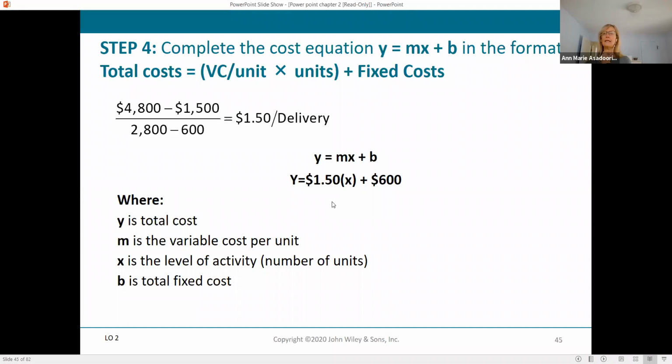And so all I need to tell you then, next month, if I'm trying to predict what this cost is going to look like, how many deliveries are we going to make? Because I can calculate then the total variable cost. I would add it to the fixed cost, and then I can predict what that total mixed cost is going to look like. Make sense?